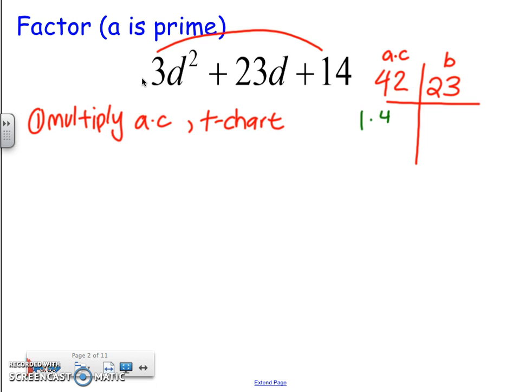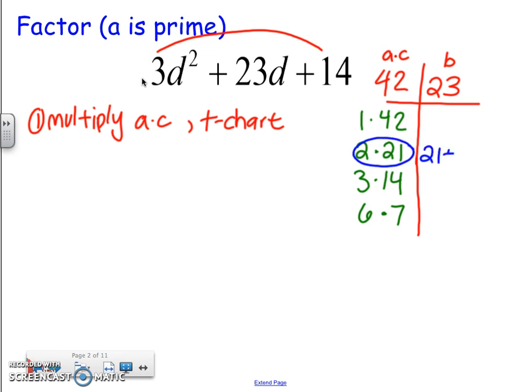So I've got 1 times 42. 42 divided by 2 is 21. So 2 times 21, 42 divided by 3 is 14. 42 divided by 4 does not work. And then we've got 6 times 7. So then those are all of our factors of 42. So since they're all positive, I know I can keep them all positive and see which ones will add to get me 23. And I can see right here that 21 plus 2 is going to be 23.